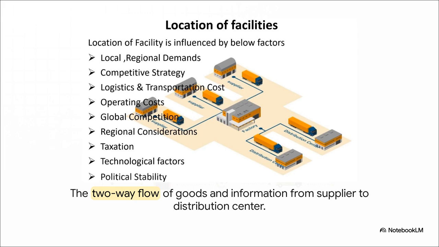And this is where things get really interesting from a design perspective. At its core, you've got that two-way flow of goods and information we just talked about. But as the architect, you have to juggle a whole bunch of other factors just to decide where to put a single facility. You're thinking about local demand, transport costs, even things like political stability. Every single one is a variable in your master plan.